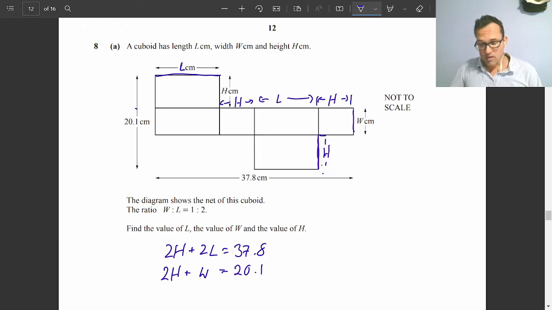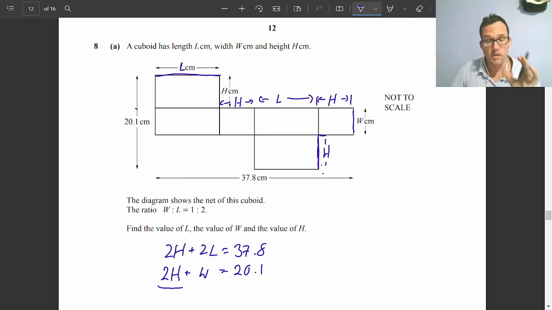Okay, now this is not quite simultaneous equations. Of course, with simultaneous equations, we've got two unknowns, but here we've got three. We've got h, w, and l. If we were to subtract these two equations now, it's not going to work. We can maybe eliminate the h, but not the l. We can't subtract the w from the l.